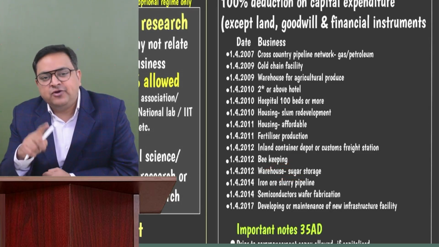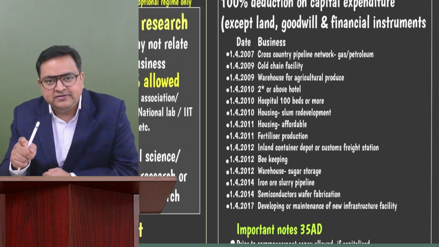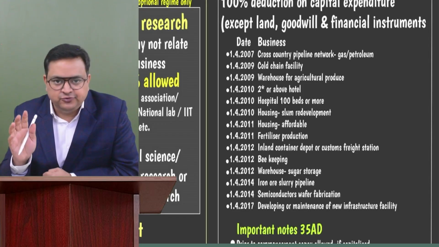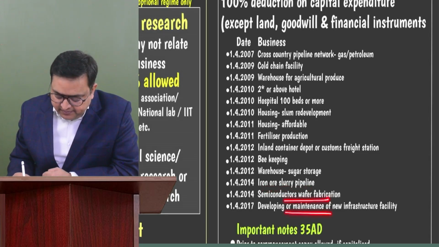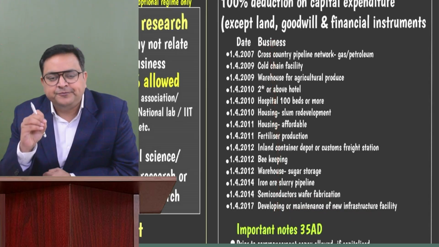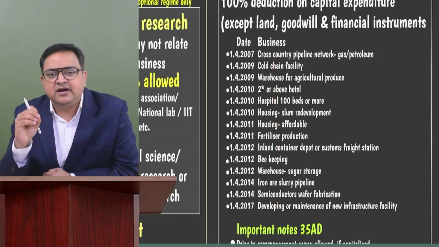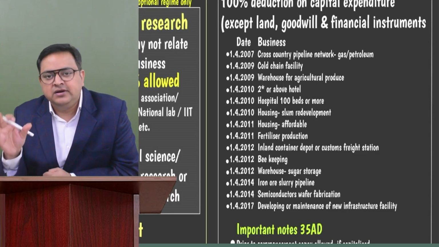If it is warehousing for edible oil, warehousing for any other thing, it is not allowed. Only for agriculture produce it is allowed, and as well as for sugar storage is also allowed, right? Iron ore slurry pipeline, semiconductor wafer fabrication, developing and maintenance of new infrastructure facility. So these are the 14 businesses. So if they are incurring any capital expenditure, 100% deduction is allowed, right? But only under optional regime, it is not allowed under default regime.